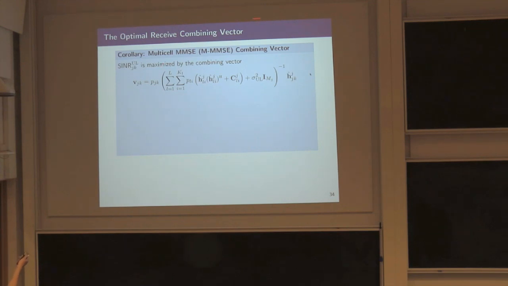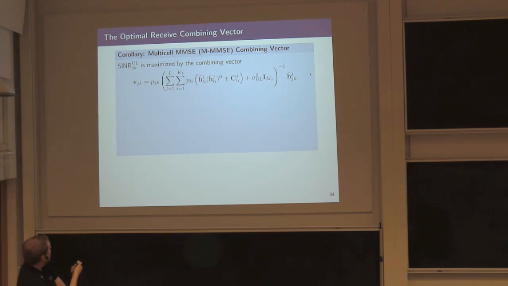We should select our combining vector in the following way. We take the estimate of the channel of interest, and we multiply it with a matrix with an inverse on, and this matrix is the sum over all the users in all cells of the power that they're transmitting with, and this is some kind of guess of what the true channel times itself is going to look like.